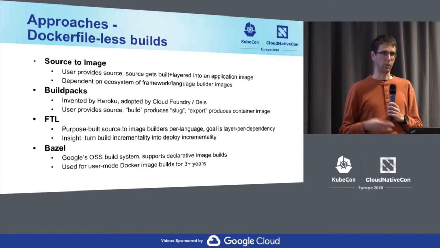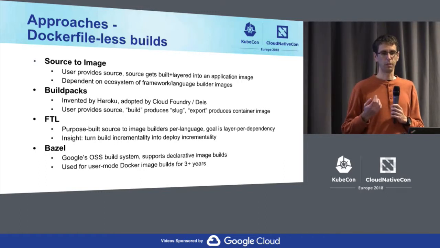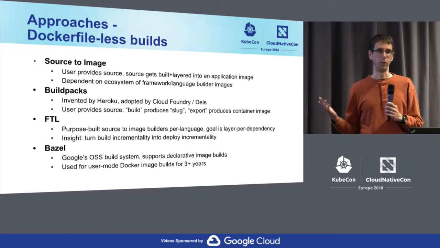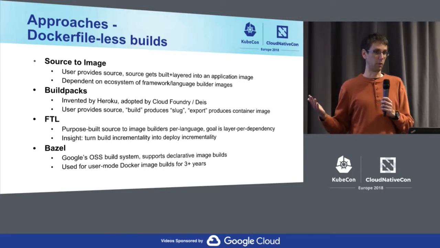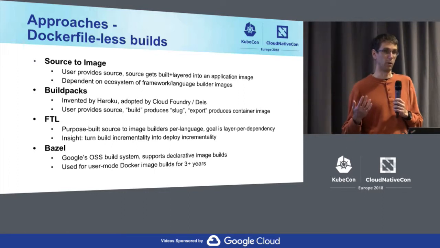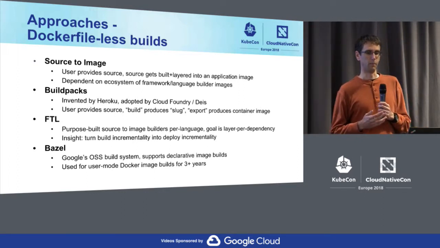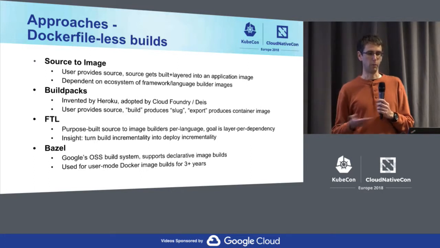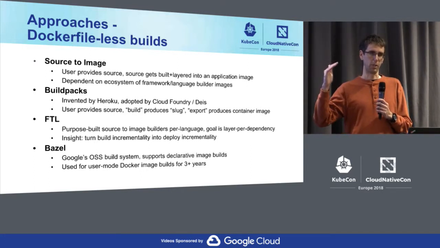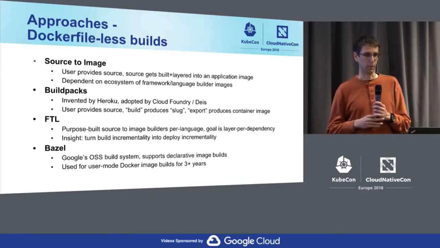So with Source2Image, it's sort of what I described earlier. The user provides their source code. That source code gets built and layered into an application image based on top of what we refer to as a builder image. So it's dependent on this ecosystem of builder images, and we supply a number of them, but the hope is for other people to contribute their own, or within an enterprise, they may just build their own internally, which we see sometimes based on their own language, or because they have a specific version of a framework that they want, or they want to bake specific dependencies in. But you provide those builder images, and then the builder image understands how to consume the source code and produce the application image.